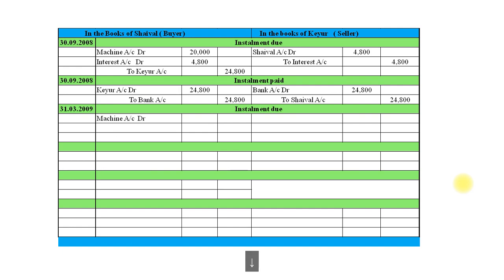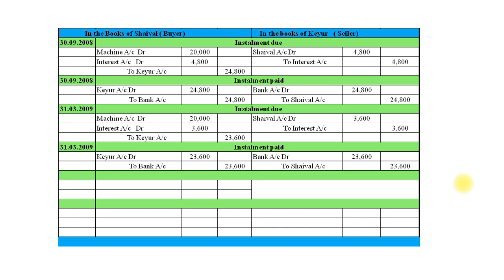Machine account debit 20,000, which is the cash amount, interest account debit, that is 3,600, to Keyur account, that is 23,600. And in the books of seller it will be Shaival account debit to interest 3,600. Next, on 31/3/2009 installment paid, the journal entry will be same, Keyur account debit to bank 23,600, and in the books of seller it will be bank account debit to Shaival 23,600.